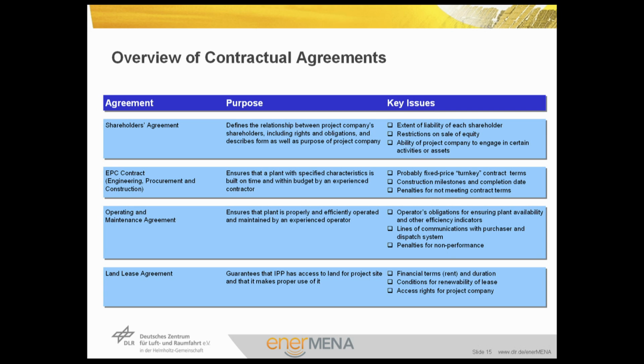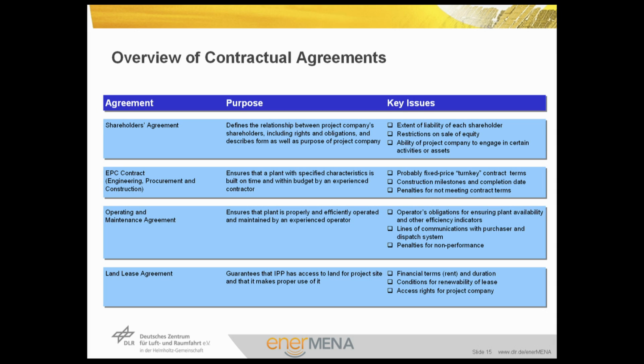The EPC contract ensures that a plant with specified characteristics is built on time, within budget, by an experienced contractor. Precise contract terms such as fixed price and turnkey terms will most probably be chosen to ensure implementation. The contract will include the construction milestones and the completion date. It will include also penalties for not meeting contract terms.